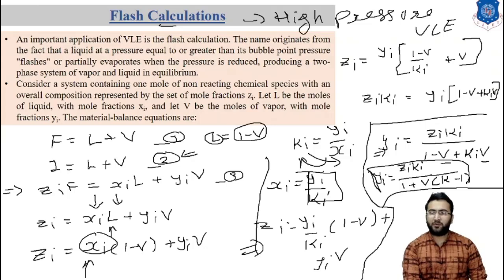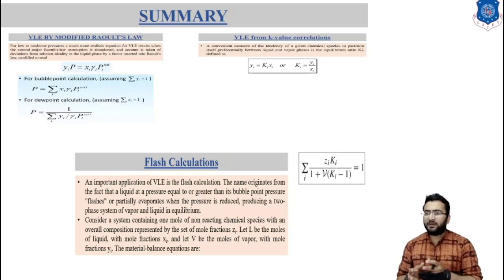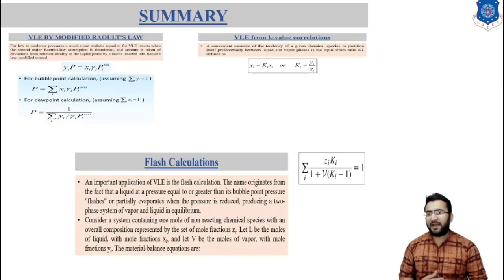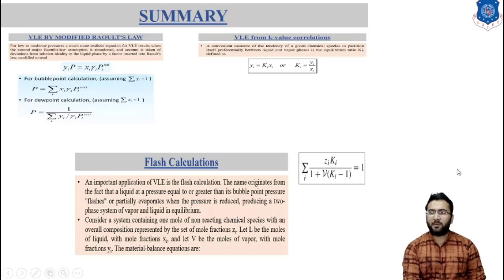So this is all about the flash calculation. In this lecture, we discussed vapor liquid equilibrium by modified Raoult's law, then the vapor liquid equilibrium using the K value correlation, and then the flash calculation. So this is all about today's lecture.